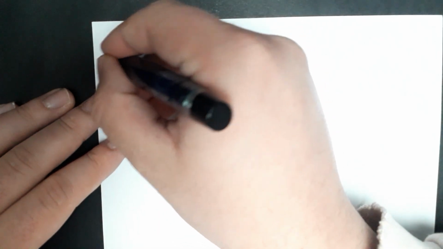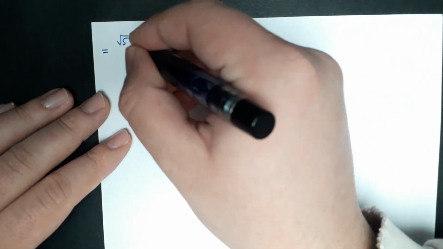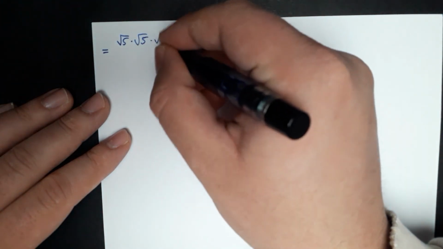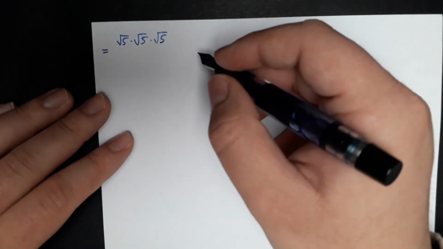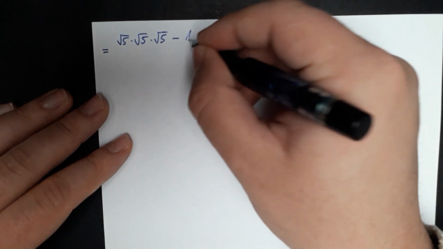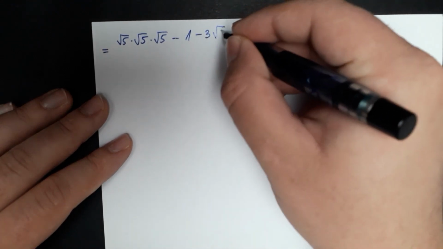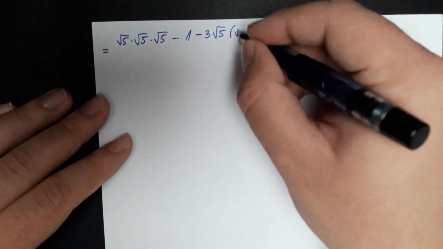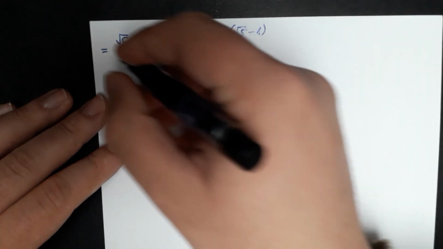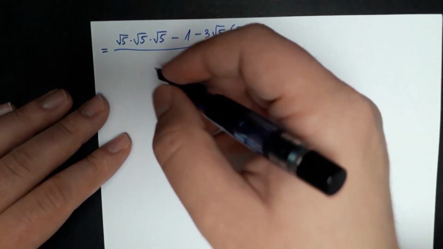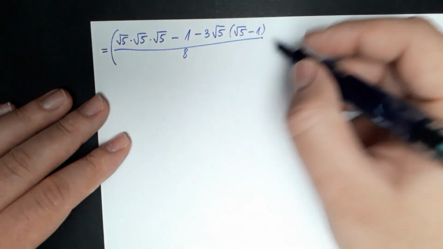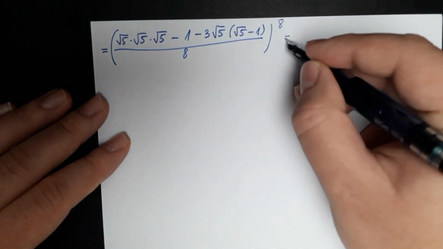So the square root of 5 cubed is the square root of 5 multiplied by the square root of 5 multiplied by the square root of 5, minus 1, minus 3 times the square root of 5, and in the bracket I have the square root of 5 minus 1, over 8, and that is going to be raised to the 8th power.